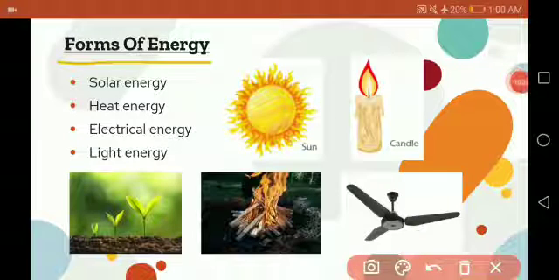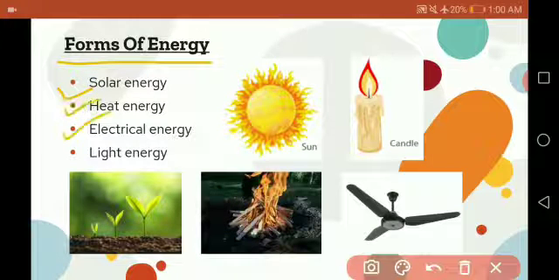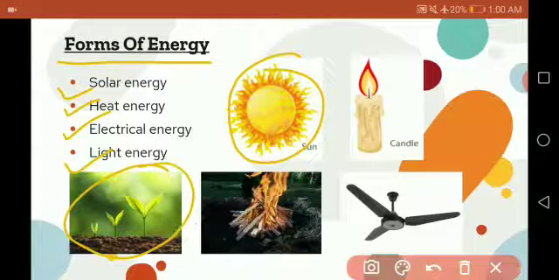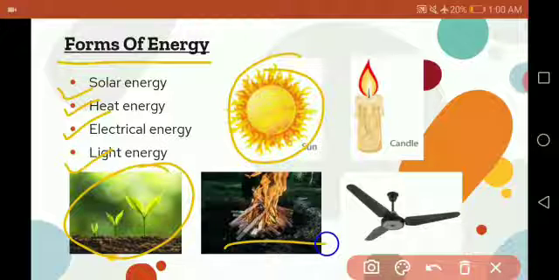Forms of energy. Here we have different types of energies: solar, heat, electrical and light energy. Solar energy. Energy coming from the sun is basically solar energy. Plants use that energy to make their own food. Our next energy is heat energy. Heat energy comes from burning of things such as wood, coal, gas and oil.